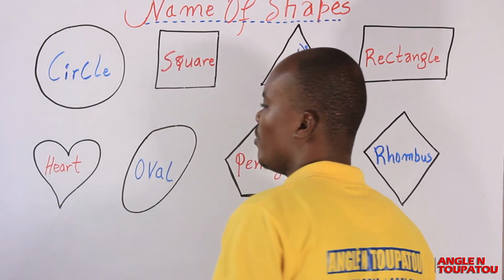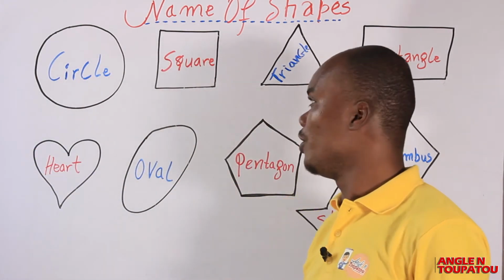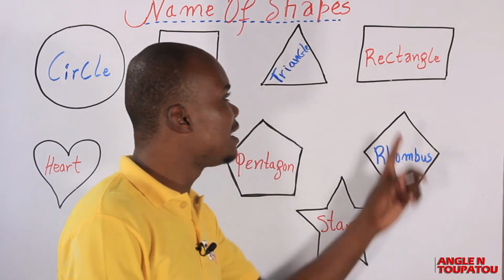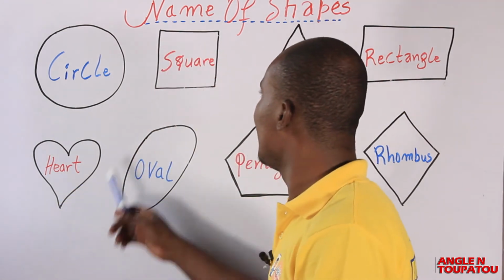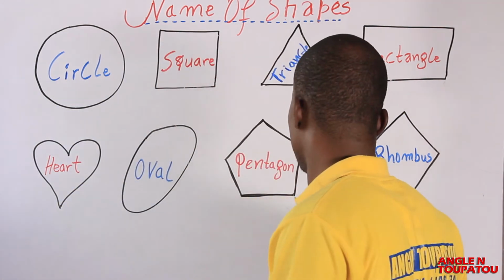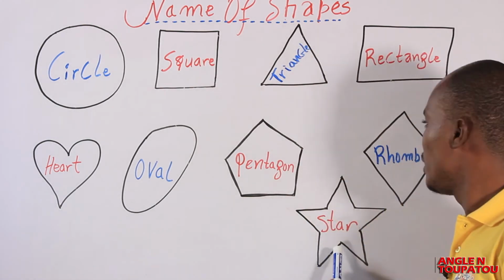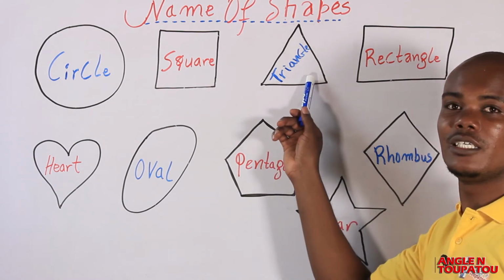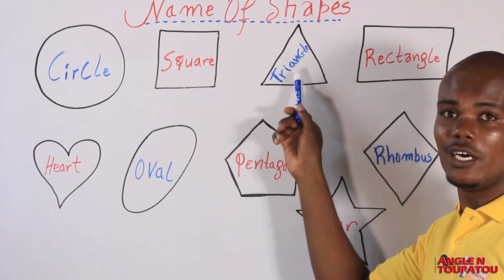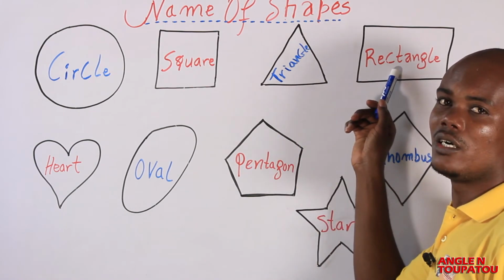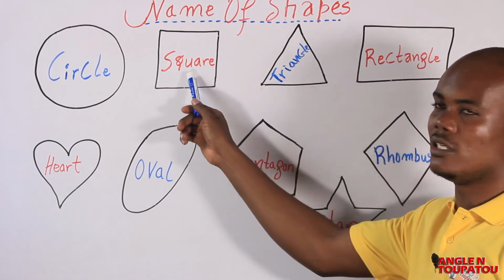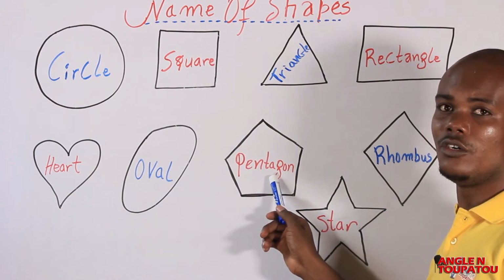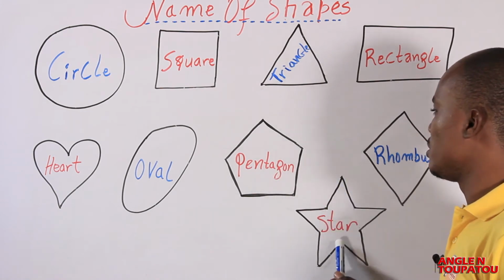Oval, heart, cœur, square, carré, triangle, rectangle, circle, cercle, star, étoile, rhombus, c'était losange. Ça c'est a triangle. Ça c'est rectangle. Ça c'est square. Ça c'est oval. Ça c'est pentagon. Star.